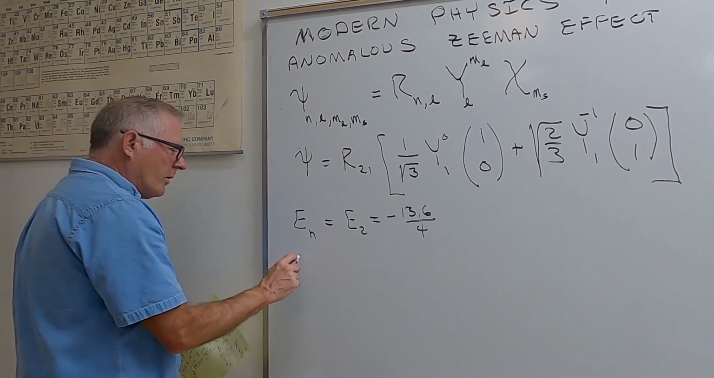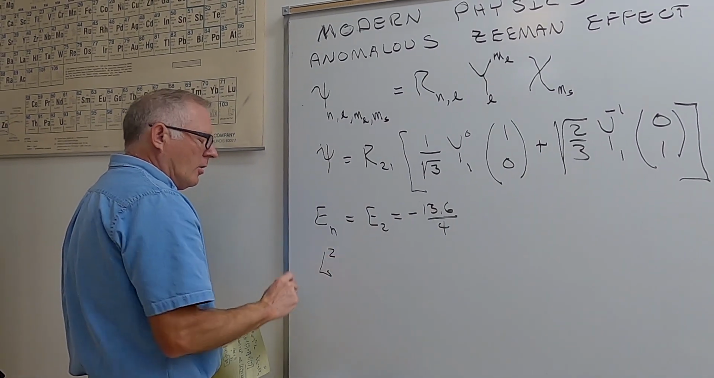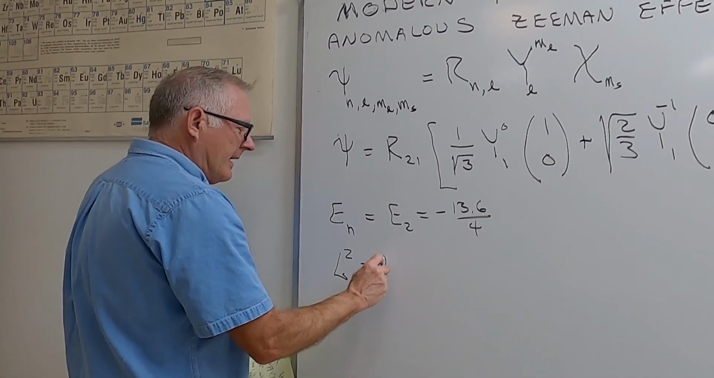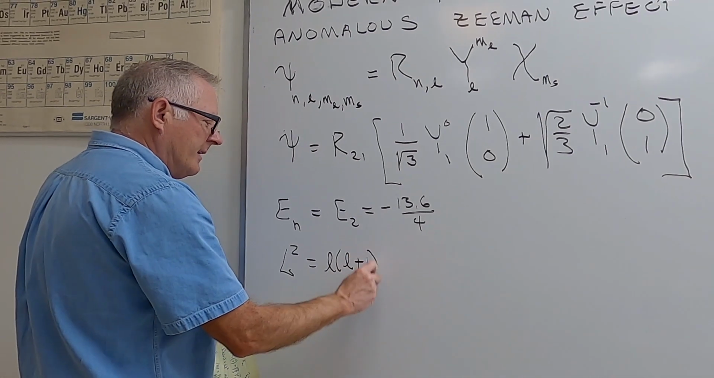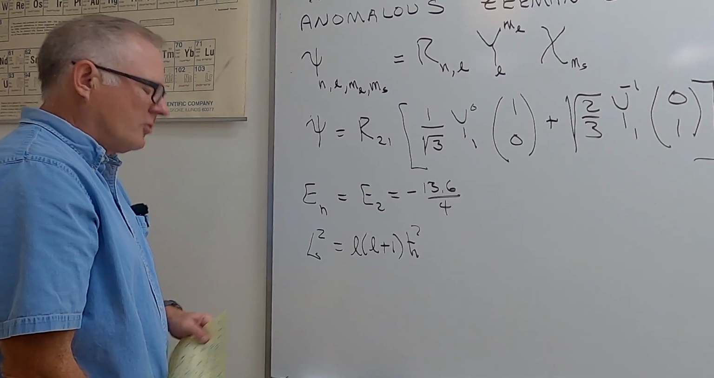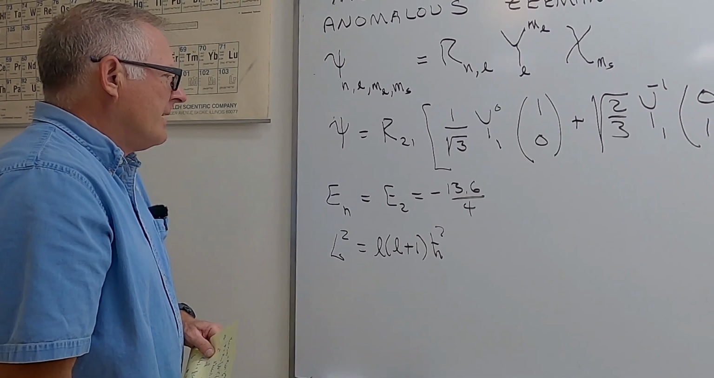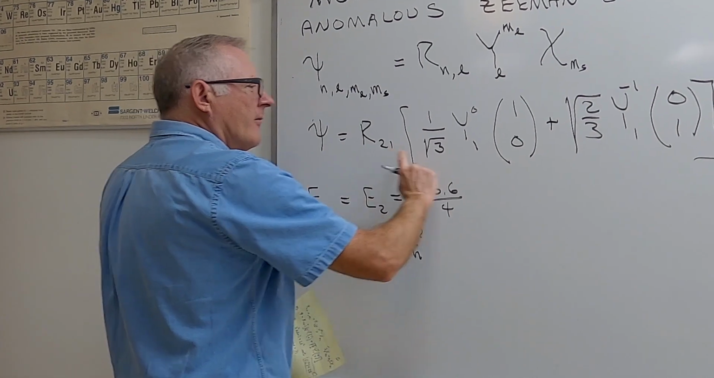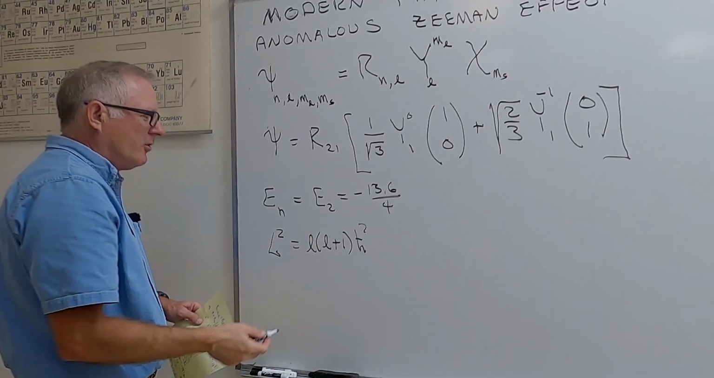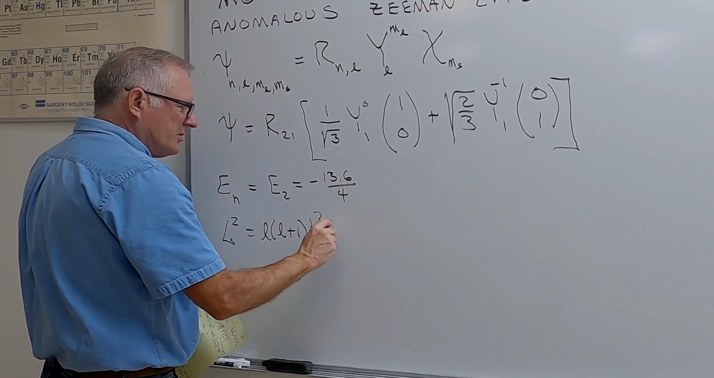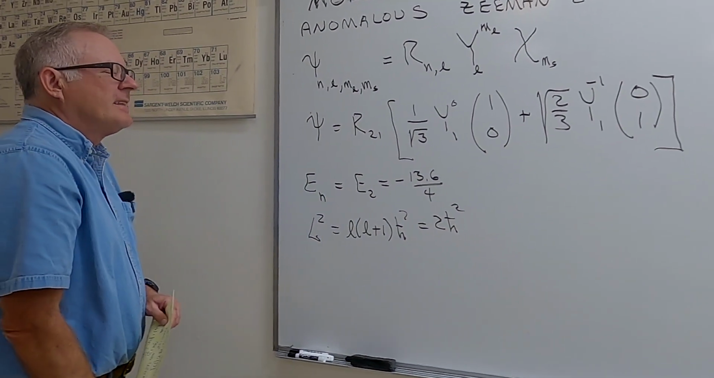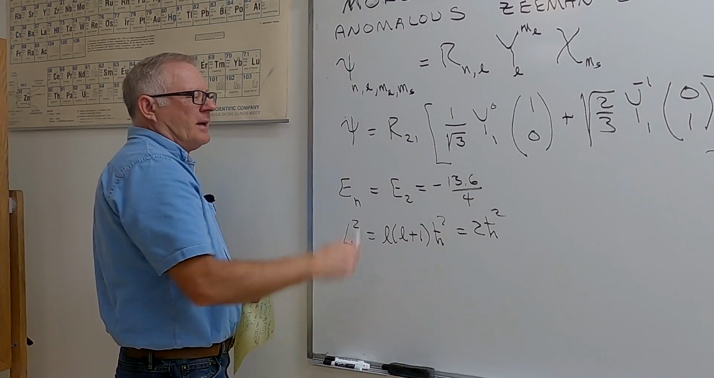What about L squared? What could you possibly measure with L squared? Remember, L squared is l times l plus 1 h bar squared. Everything along here has l equal to 1, so it can only be one thing. Little l can only be 1. So that's 1 times 2, which is 2 h bar squared. If I ask for the average of that, it would also be 2 h bar squared, because it could only be that.